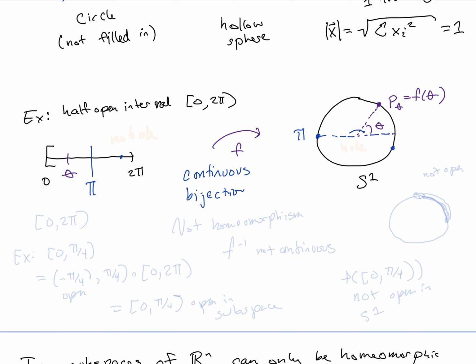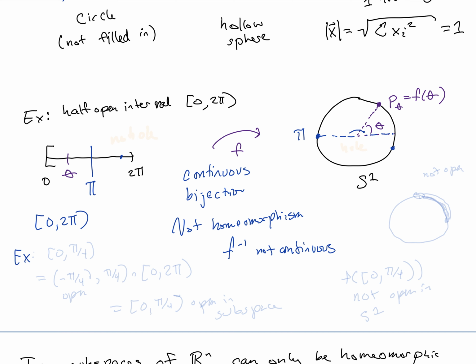It is not, however, a homeomorphism. It's not a homeomorphism because F inverse is not continuous. F inverse is not continuous because there are sets that are open in this subspace 0 to 2 pi such that their image F of that is not open in S1.